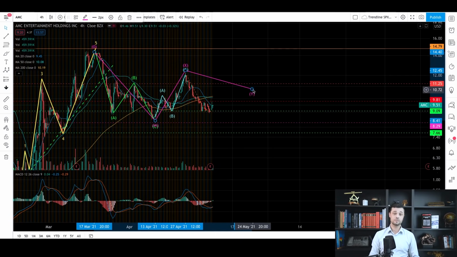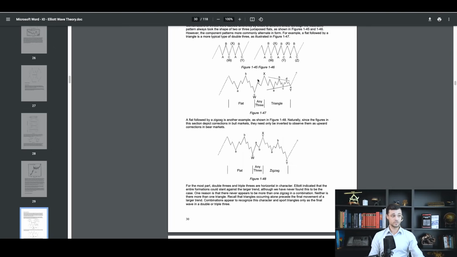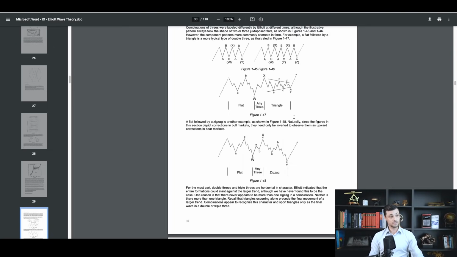Because like you've just seen written in the book, the triangles are usually the last corrective patterns in a sideways correction, in combinations of corrective patterns, that is preceding the next move up. So that's it for me.